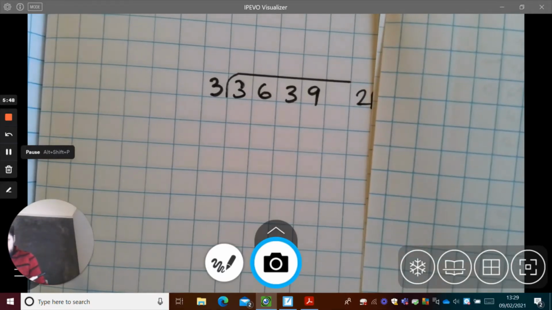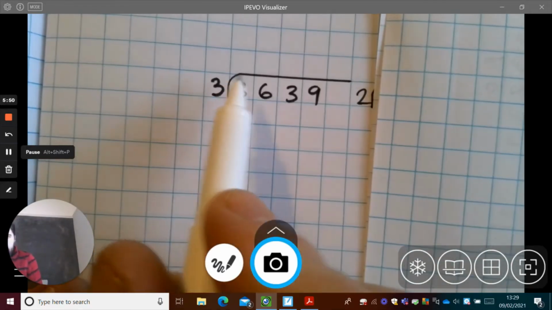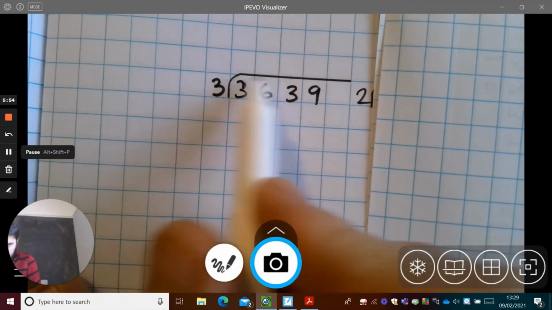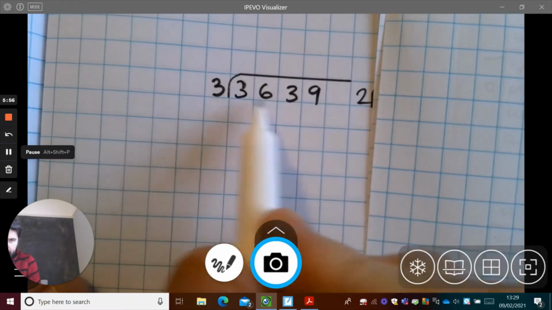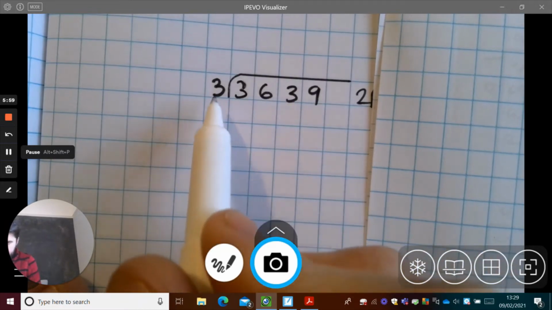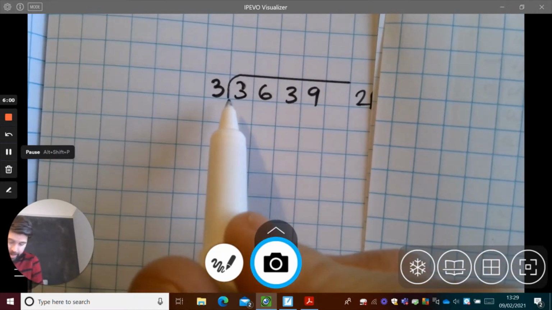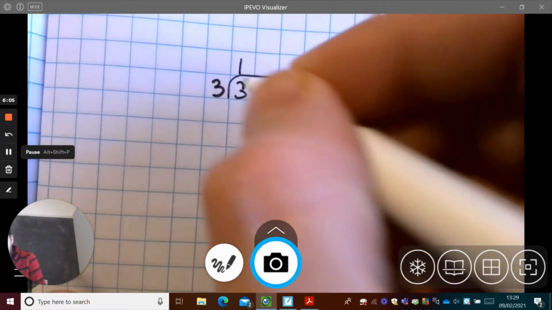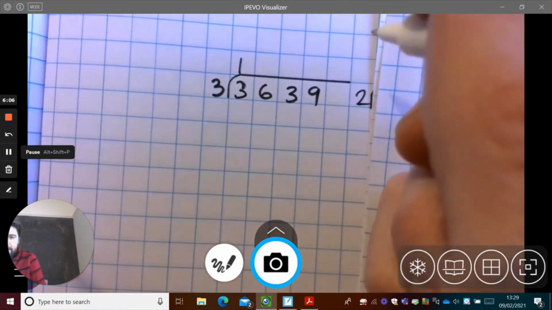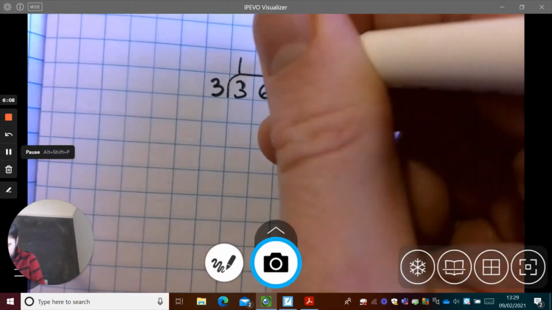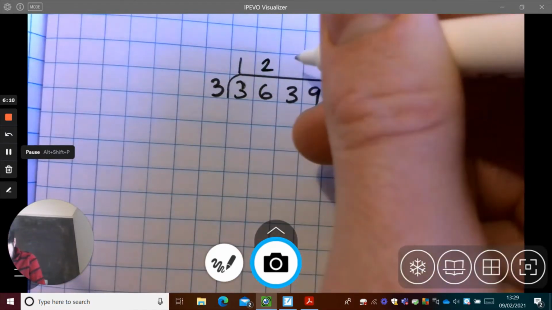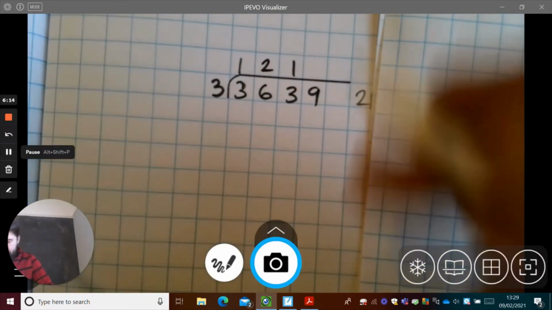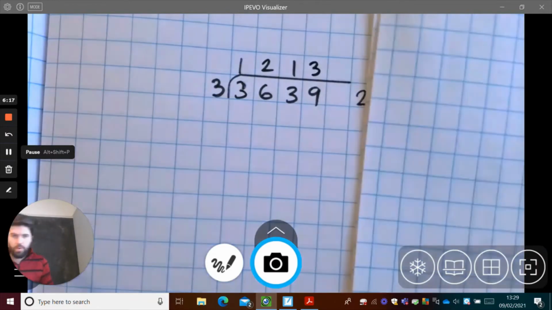Okay, so let's do it. We'll start with this one. I've laid it out in the bus stop method. I've got 3639 underneath the line here. That's my dividend, and I'm going to divide that up with a divisor, which in this case is 3. So 3's into 3, 1. How many 3's in 6? 3, 6, that's 2. How many 3's in 3? 1. How many 3's in 9? 3, 6, 9, that's 3. So it's going to be 1, 2, 1, 3.